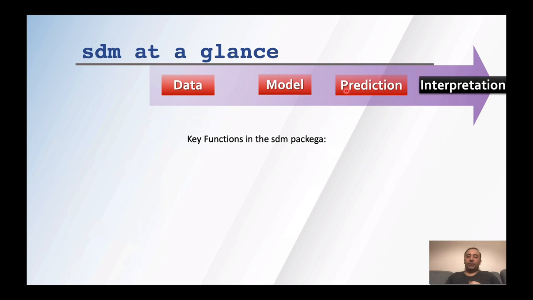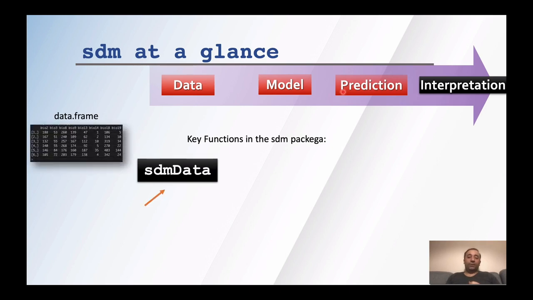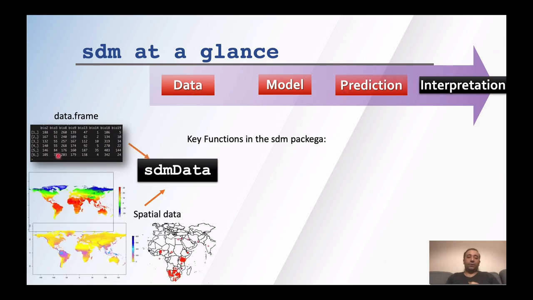At a glance, the key functions in the STM package: the most important function is STM data that is used to prepare the data. You would have different forms of data. You can have either a data frame where you have everything, predictors and species data together, or you may have them as spatial data, like point data for species or raster variables for predictors. And then this goes into another function that is called STM to fit the model. You can use different algorithms here at the same time, or multiple species at the same time.